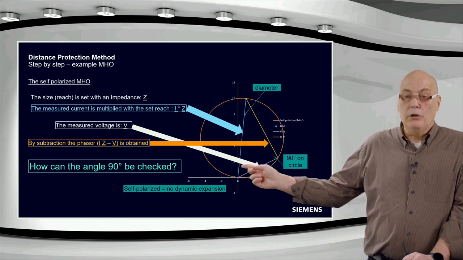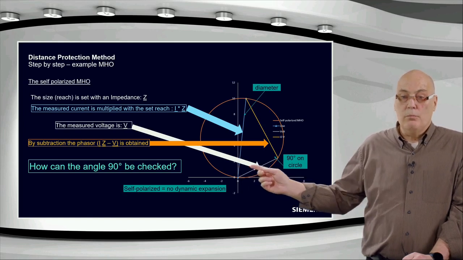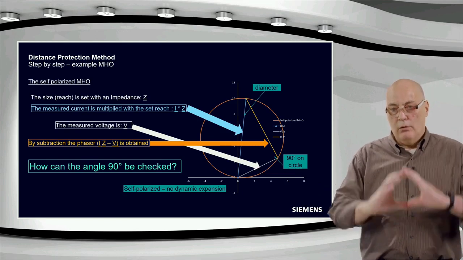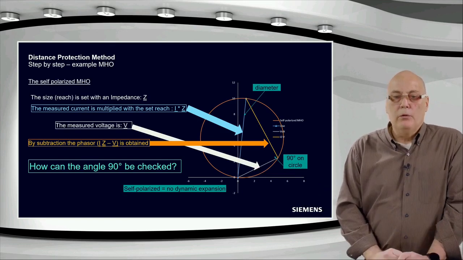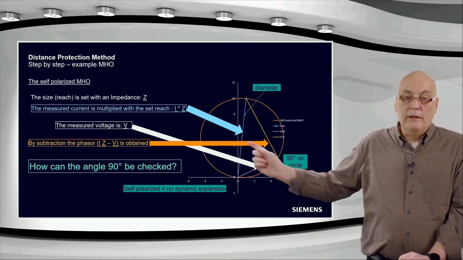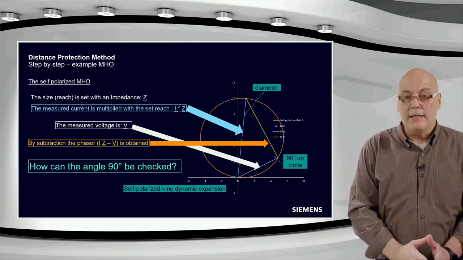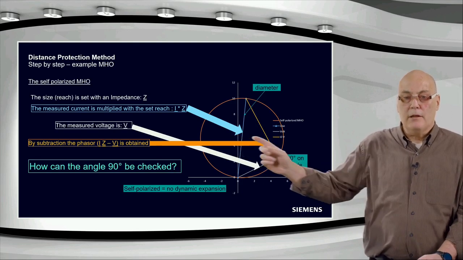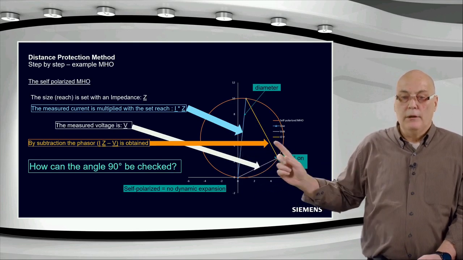Before, we were just making a balance between those two, blue and white, and that was a non-offset circle. But now we do something creative. We create this orange phasor here, and this orange phasor, interestingly, is this difference. It's this IZ, the blue phasor, minus the measured voltage. All right, and this gets this.